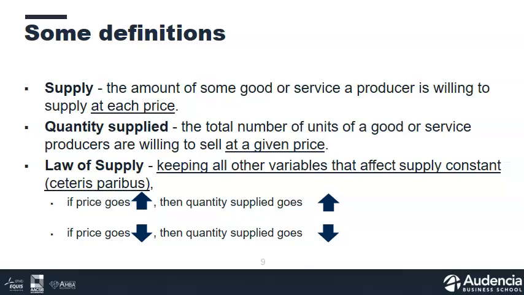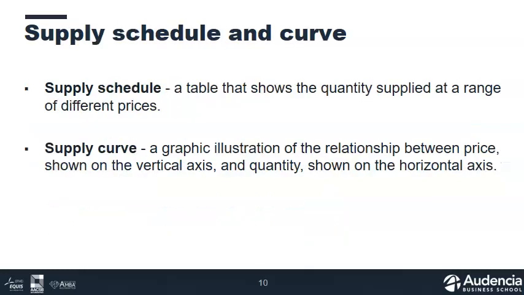So again, like demand, supply is the amount of some good or service a producer is willing to supply at each price. We have a supply schedule. The quantity supplied is the total number of units of a good or service producers are willing to sell at a given price. So we take a price and we look and see, well, what is the quantity that they want to supply? And the law of supply is the exact opposite of the law of demand, keeping all other variables that affect supply constant. If the price goes up, then the quantity supplied goes up. If the price goes down, then the quantity supplied will go down. And we can see that there's a supply schedule and a supply curve, just like we saw for demand.